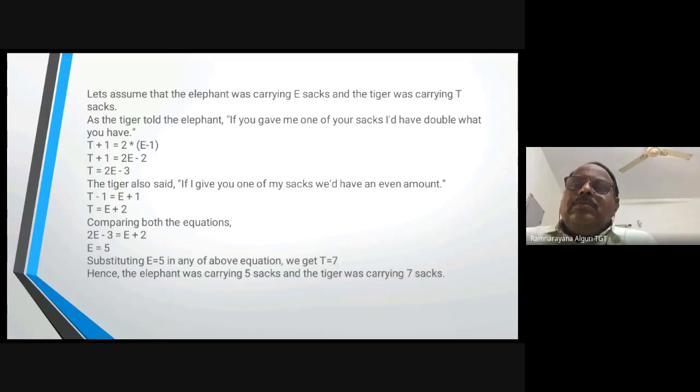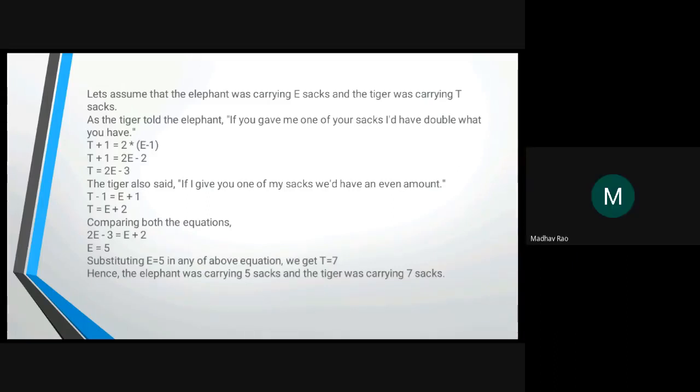With the second condition, the tiger also said, if I give you one of my sacks, we would have an even amount. So according to the condition, both the tiger's and elephant's sacks are equal. If the tiger gives away 1 sack of what it has, then t minus 1 is equal to e plus 1. So t is equal to e plus 2. By comparing both the equations, we got the number of sacks: the elephant has 5 and the tiger has 7. In this way, we can solve this.